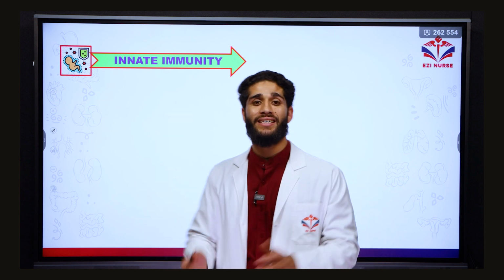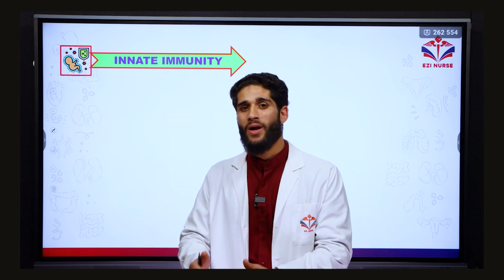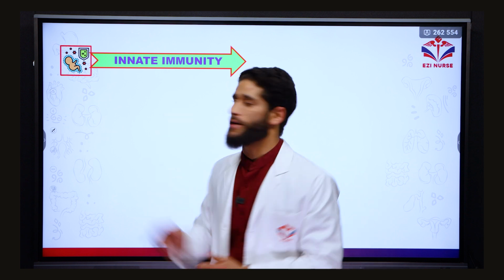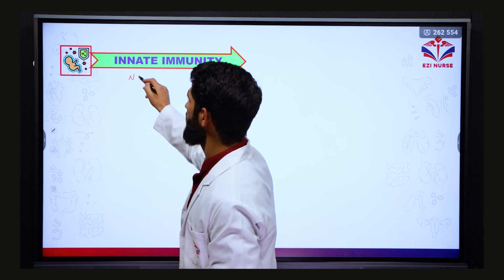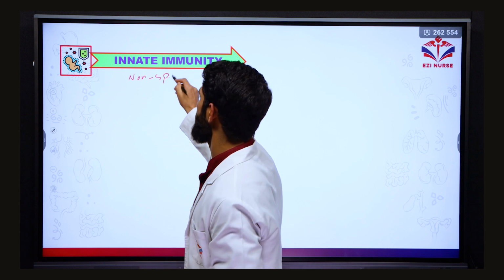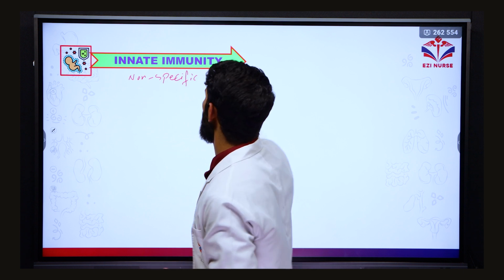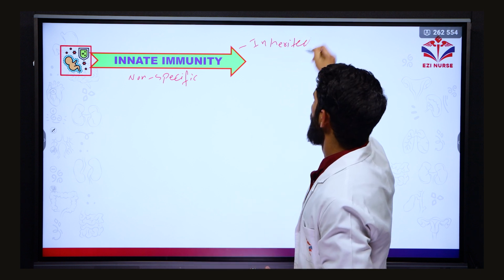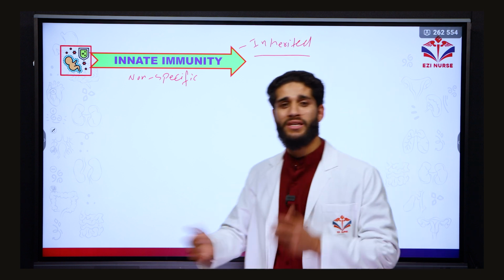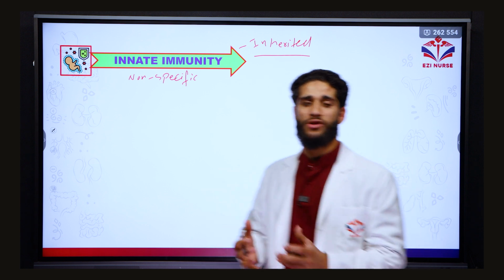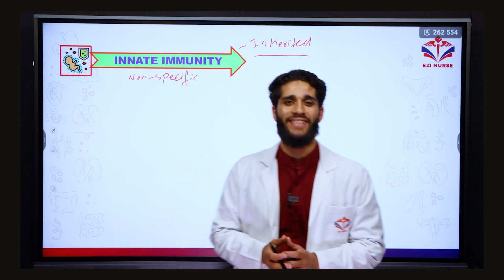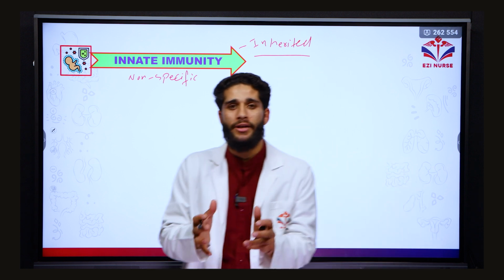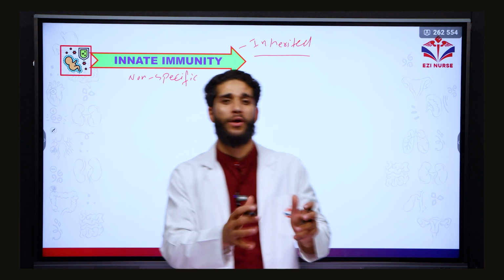It's also called the native immunity. It's also called the non-specific immunity. That's very important. It's also called the inherited immunity. Why? Because it's inherited from birth itself. You have such kinds of substances, such a defense system that's protecting you from the pathogens and microorganisms.